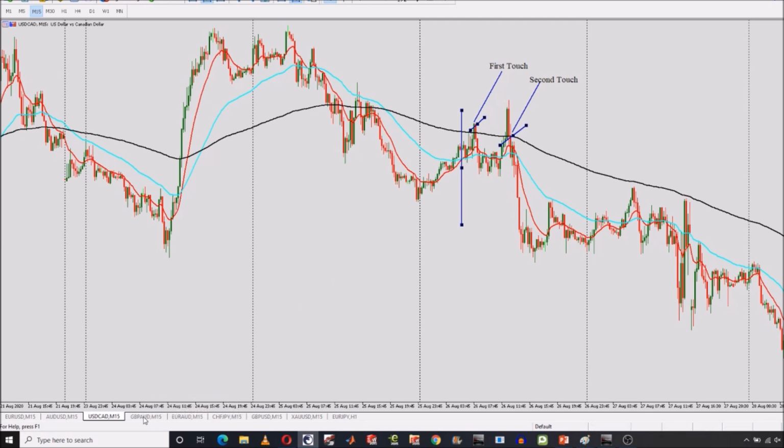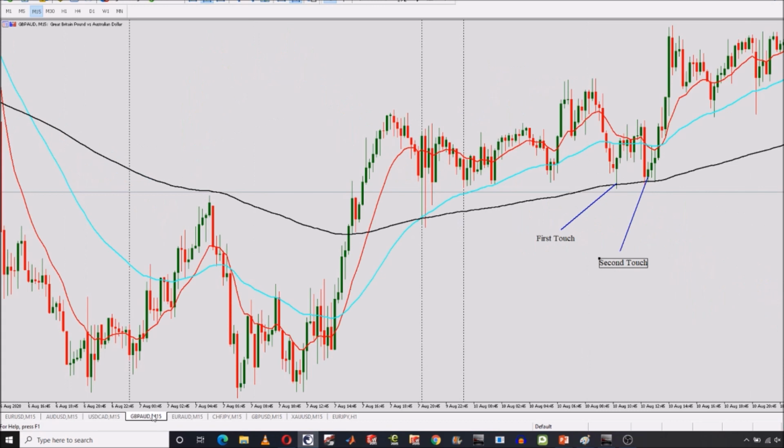Another example is on GBP against AUD. We had our first touch here after the Asian session, then our second touch at this point. Then our entry point was definitely going to be after this candlestick reversal pattern, and we had our easy 50 pips in only 3 candles, and our stop loss was definitely going to be below the entry point with 25 pips, which is around this region.